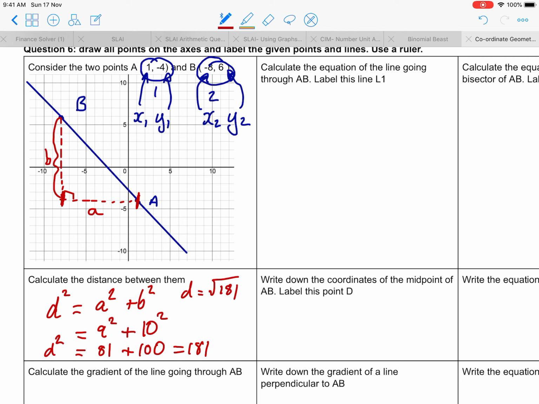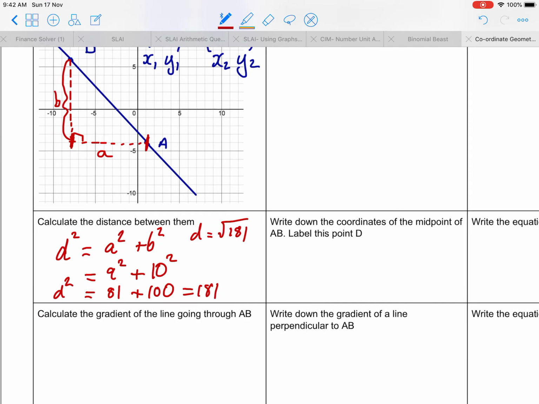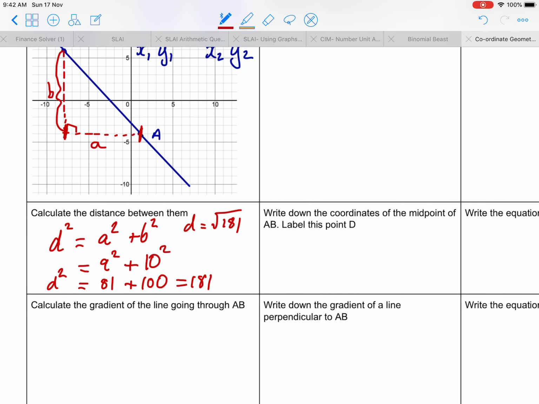Now you can leave it like that. You can simplify it, so you're looking for factors of 181. Or you can just crunch it out on your calculator and just give a decimal answer, maybe to 2 decimal places. I'm just going to leave that for you to play with for the last answer. Okay? Calculate the gradient of the line going through AB.